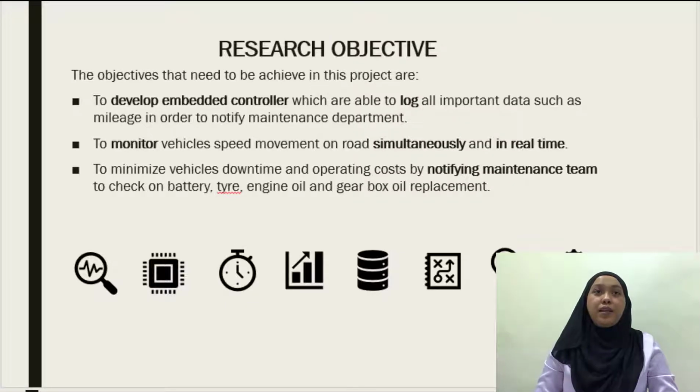So, there are three objectives from this project. Firstly, to develop an embedded controller which is able to log all important data such as mileage in order to notify the maintenance department. Next, to monitor vehicle speed movement on the road simultaneously and in real time. Third, to minimize vehicle's downtime and operating costs by notifying the maintenance team to check on battery, tire, engine oil and gearbox oil replacement.